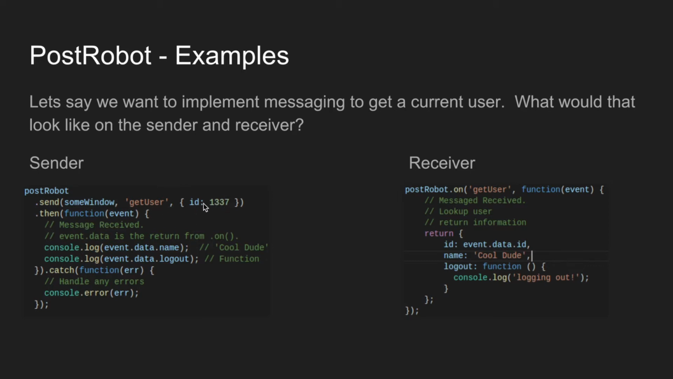So that actually gets sent, and the PostRobot receiver on the child page iframe actually is set up to listen for the GetUser. And once it hears it, it returns this object, which is a user object. And then when that is returned, it actually goes into the then portion of the promise. And we can console.log event.data.name is cool dude, which we'll see here, which is what we returned. And then the event.data.logout is a function, which is this function here.